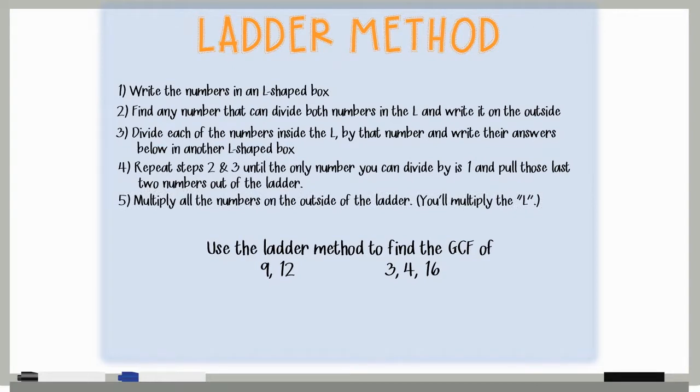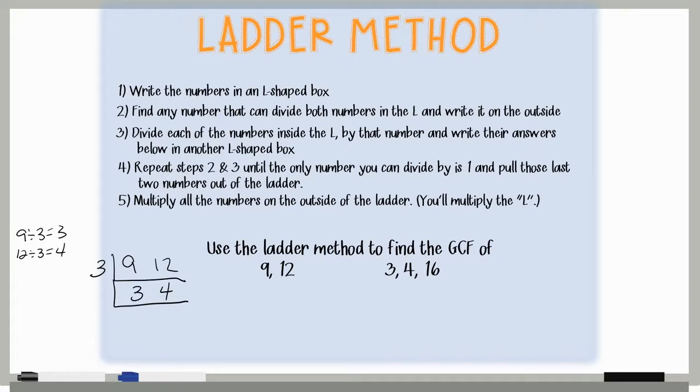So let's do it. So I have 9 and 12. So 9 and 12, and I'm going to go over here. I know that my factors of 9 are 1, 3, and 9. And I know that 3 can divide 9 and 12. So 9 divided by 3 is 3. 12 divided by 3 is 4. So I get 3 and 4.